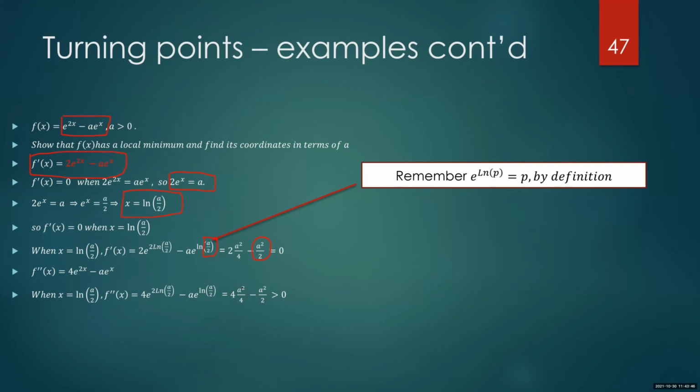Now, 4a squared over 4, that's equal to a squared. A squared is always going to be greater than a squared over 2, because we said up here that a has to be greater than 0, okay? And so f double dash of x is always positive. F double dash of x being greater than 0 implies that x, which is equal to the natural log of a over 2, is a local minimum.